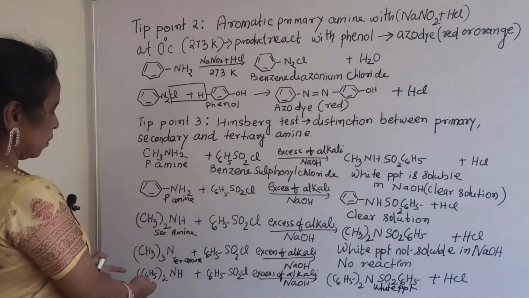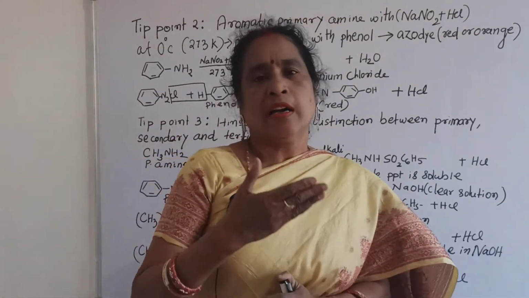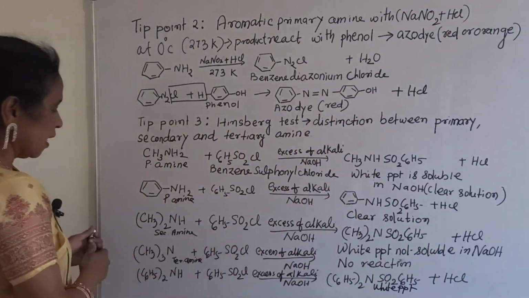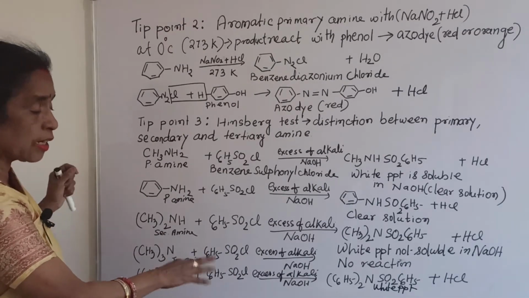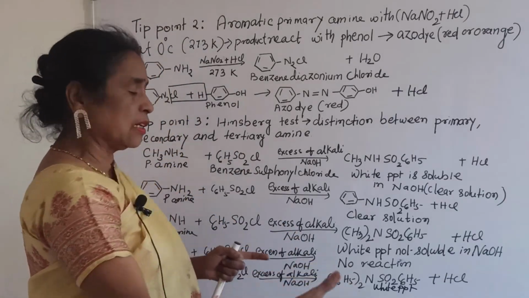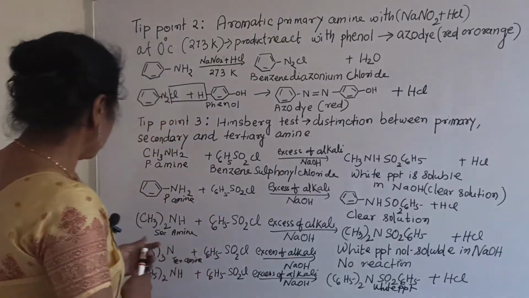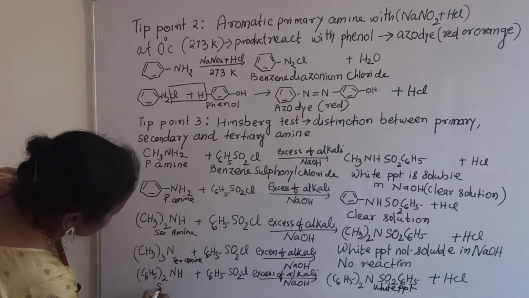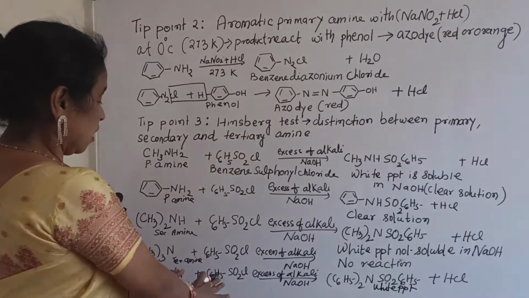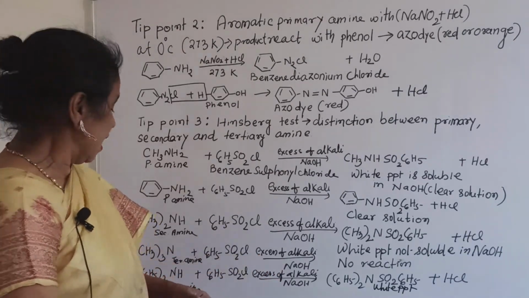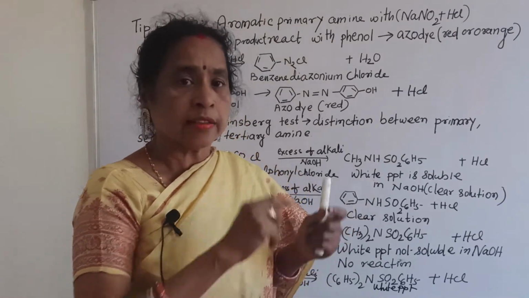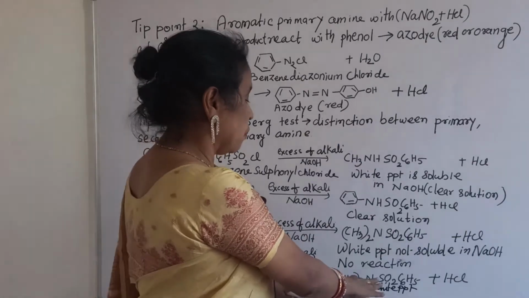Now I have taken one example of diphenylamine, which is a secondary aromatic amine. It is a secondary amine, so it will react with benzene sulfonyl chloride, C6H5SO2Cl, and with excess of alkali it gives a white precipitate. One hydrogen is free, that is why it reacts with chlorine and gives a white precipitate.